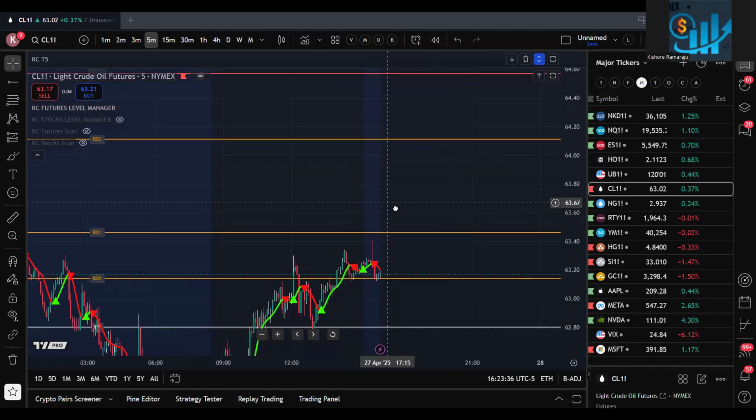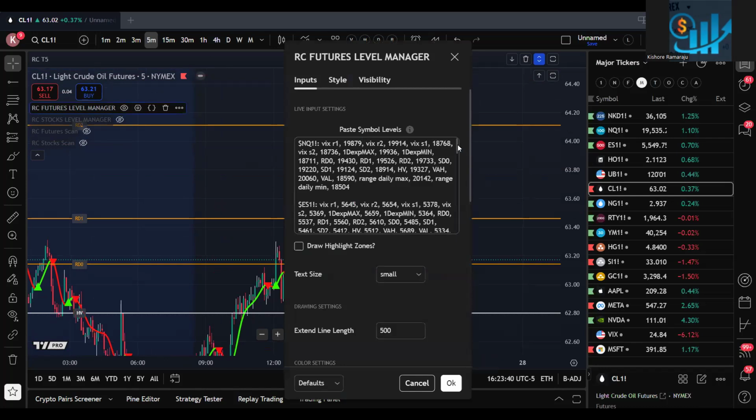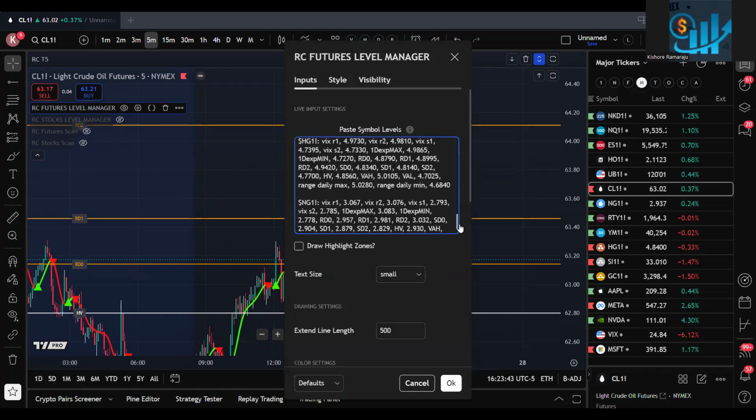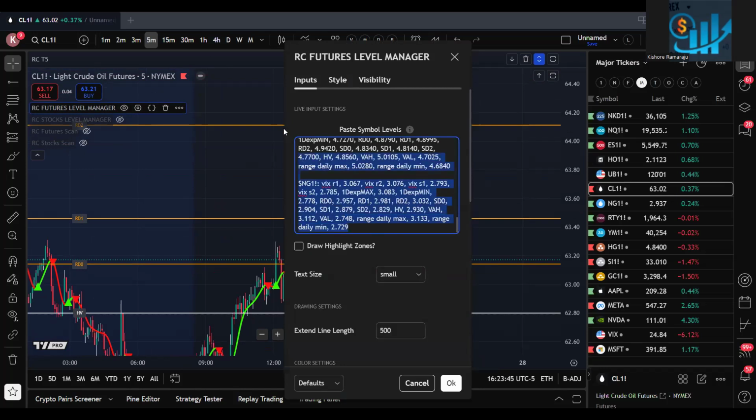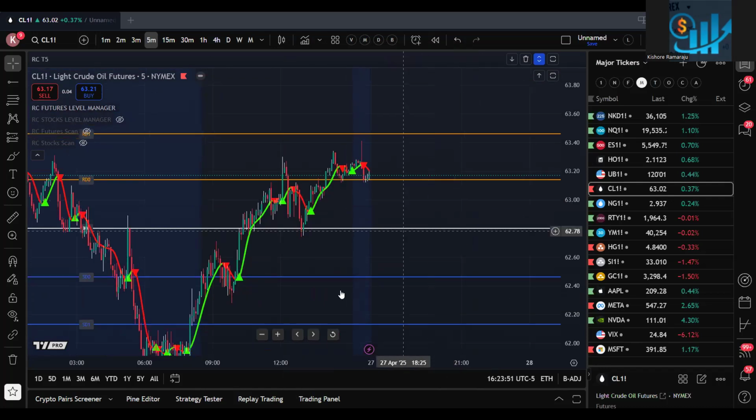So with the futures level manager, whatever I send in the morning, you can just copy paste these levels. Once you copy paste these levels, it will automatically draw all these levels for you. You don't need to manually go and draw level by level, right?